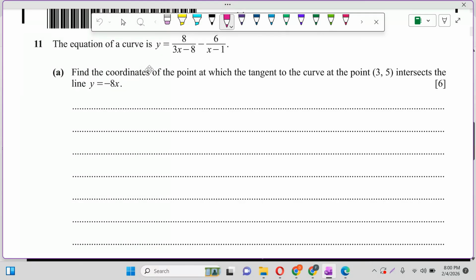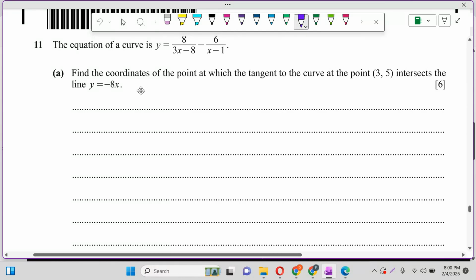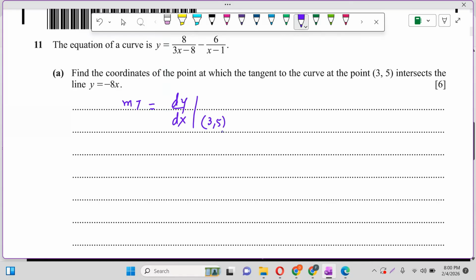First, we need the equation of the tangent at (3, 5). To find it, we can use the slope-point form, and the point is already given. We need the slope. The slope of the tangent to the curve at (3, 5) can be found by differentiating the curve with respect to x at the point (3, 5). So we need dy/dx.